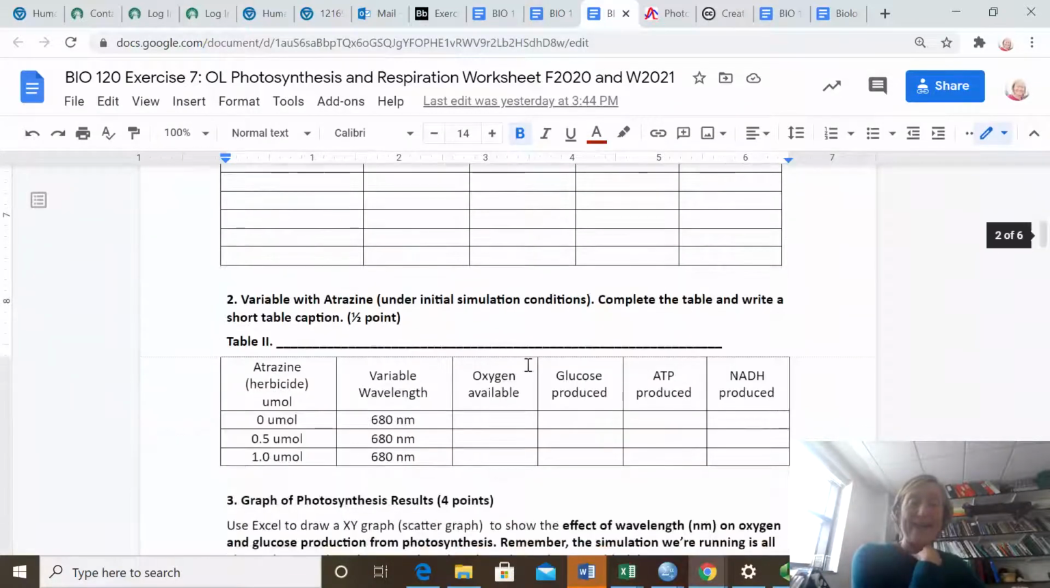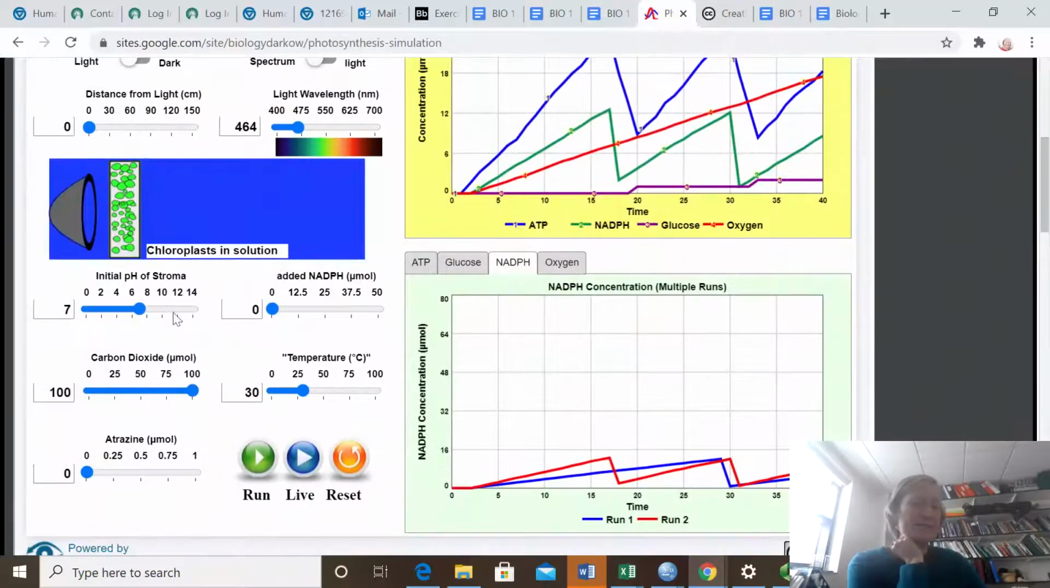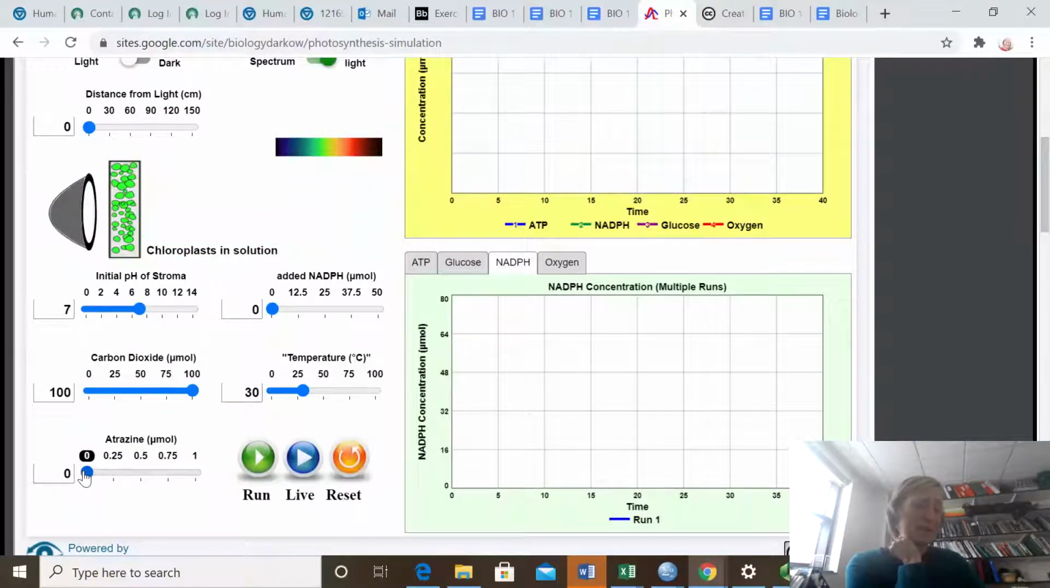Then I'm going to add atrazine. Atrazine is an herbicide, all right? You can learn a little bit more about atrazine on the simulation site. I'm going to change the amount of atrazine I add. An herbicide is going to kill plants, so I'm guessing that when I add atrazine, it's going to affect photosynthesis. That's just my guess. If you go back to the photosynthesis simulation, you can see at the bottom that you can change the amount of atrazine that you add.